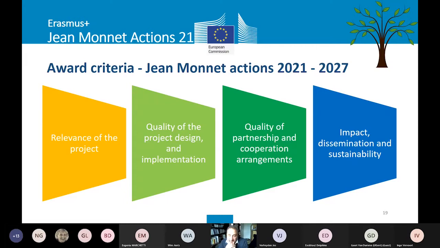So that is the last point, very important of course, because the award criteria are the basis to build an application. There are four award criteria: relevance of the project, quality of design and implementation, the quality of the partnership and cooperation arrangements. Partnership does not mean only partners in different countries. No, it's partnership between your team, or we will be interacting during the project. And the last one is the impact, dissemination, sustainability of the project itself after the funding of the project.